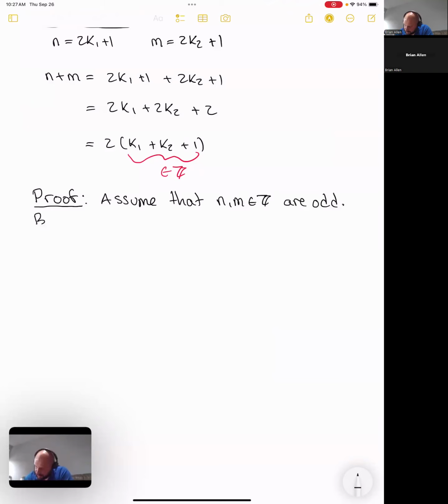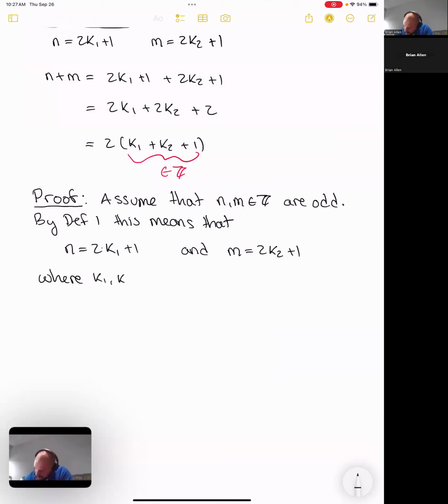Okay. So by definition, this means that n can be written as 2 times k1 plus 1, and m can be written as 2 times k2 plus 1, where k1 and k2 are integers. So far, we've stated our assumptions and unraveled those assumptions a little bit by applying a definition. Now we have something useful we can play with.